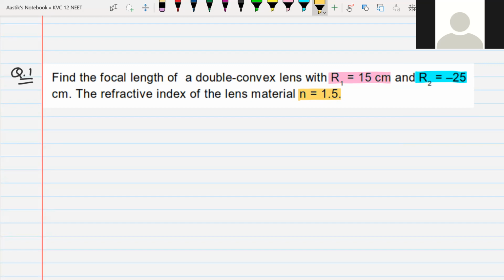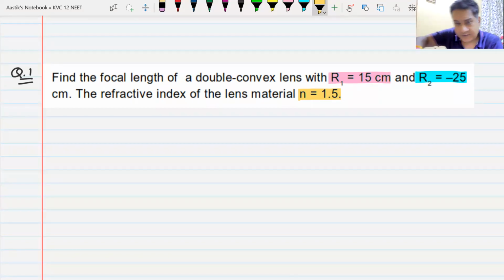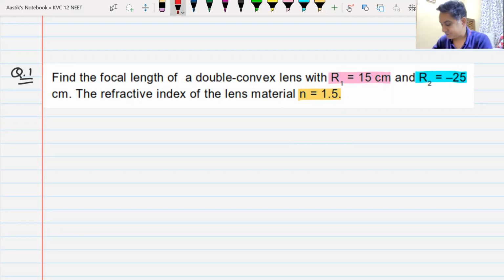Yes, we got the answer. Everyone? 75 by 4. 75 by 4. Let us see if I can get the same answer. Solution. So how am I going to do this?